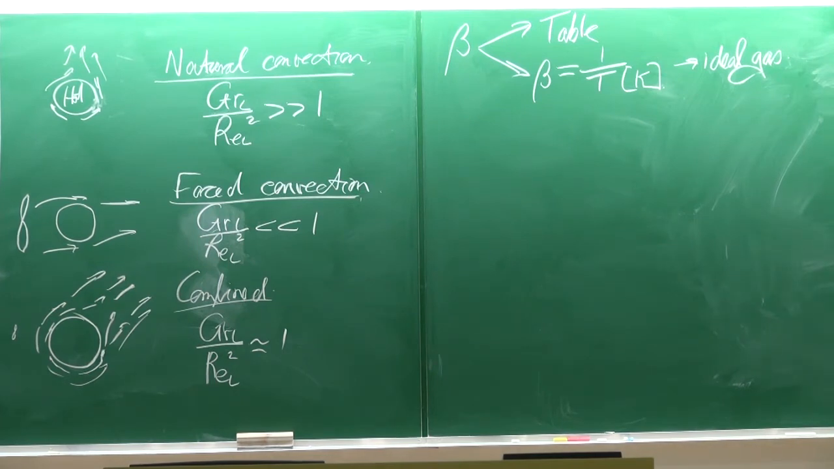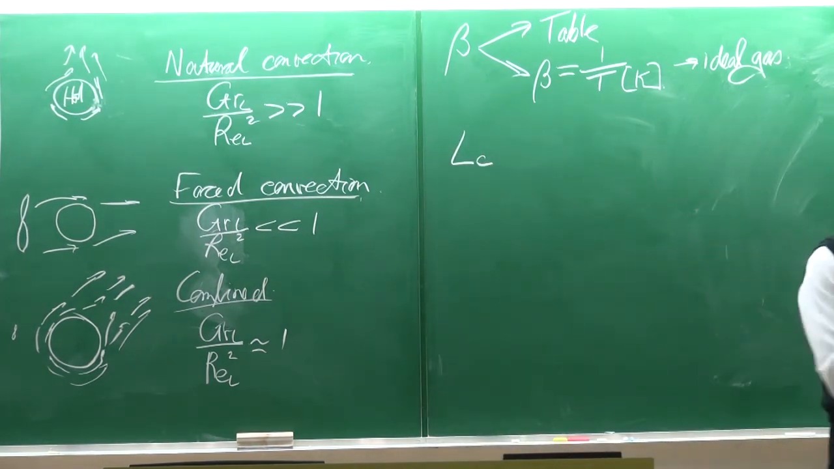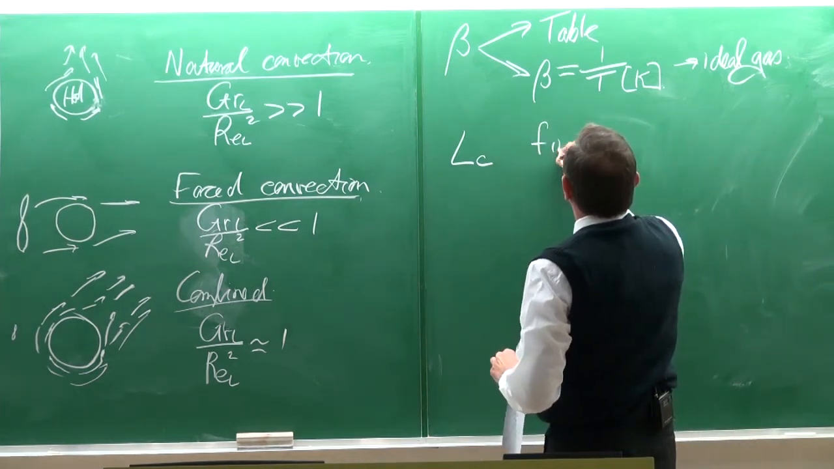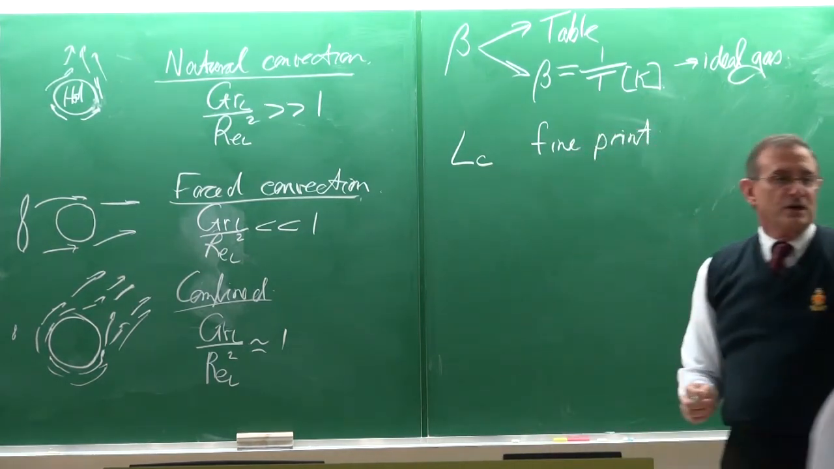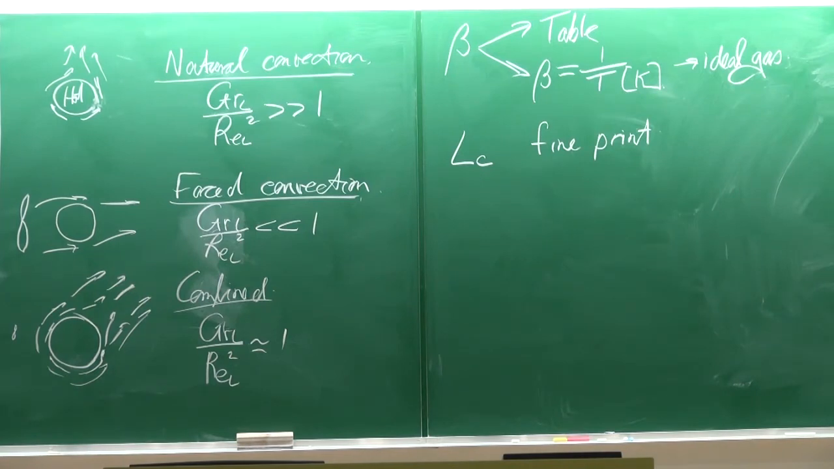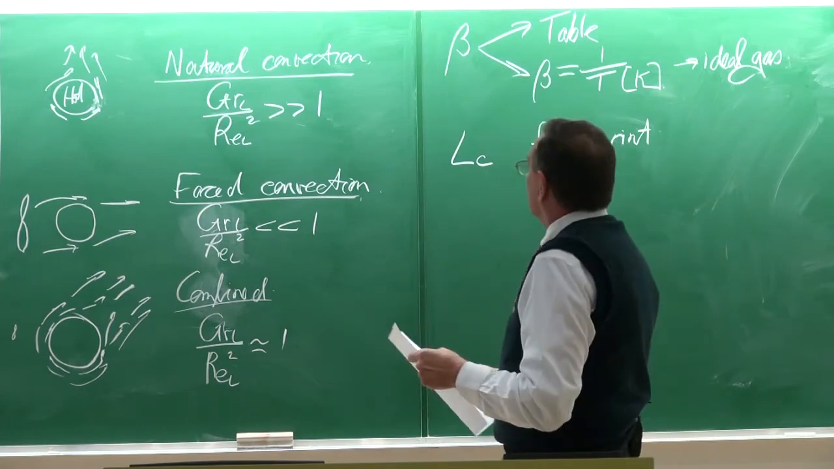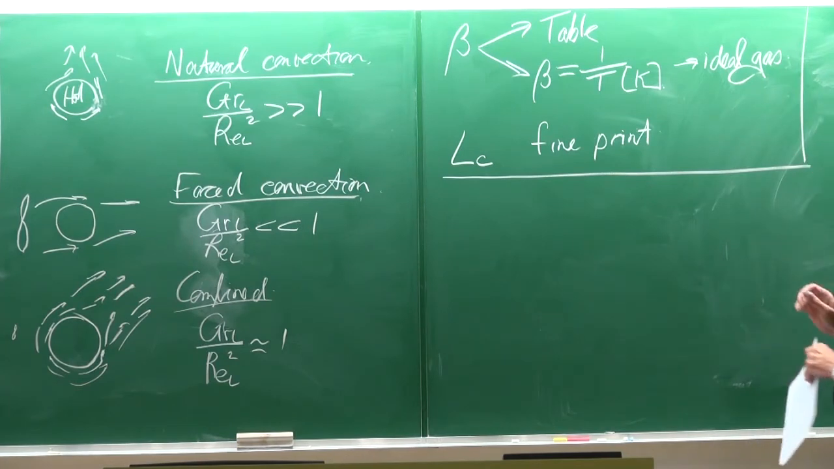If I look statistically at where all the mistakes are that students make. Okay, now the second one is L_c, getting the characteristic length. Getting the value of the characteristic length is always in the fine print of the textbook. It's in the fine print. Okay, so those are the two things that you have to be careful of.